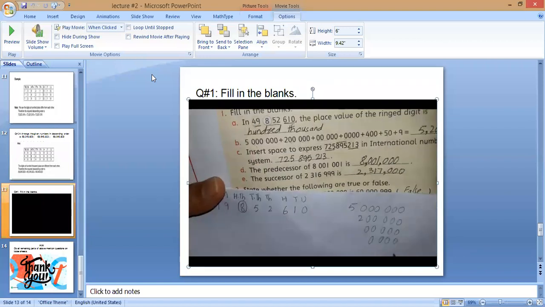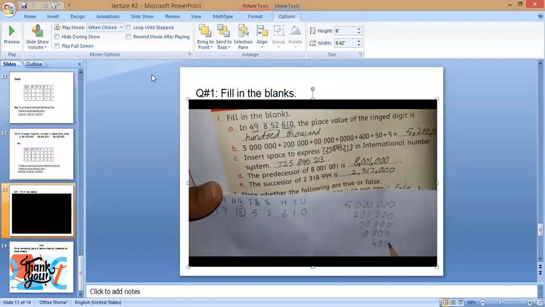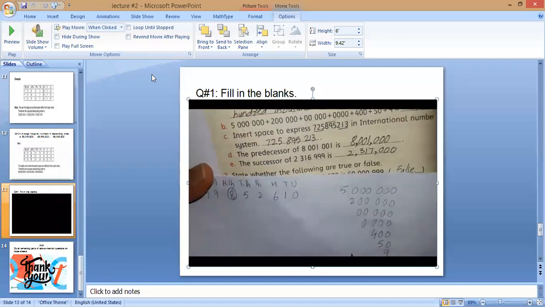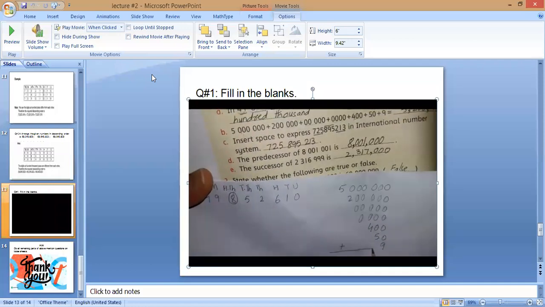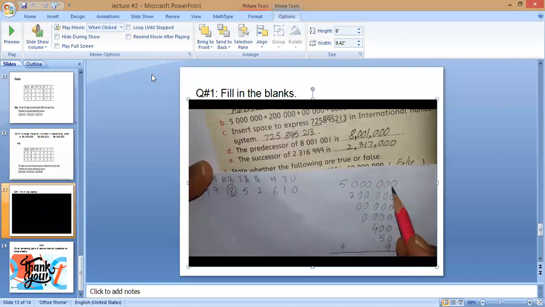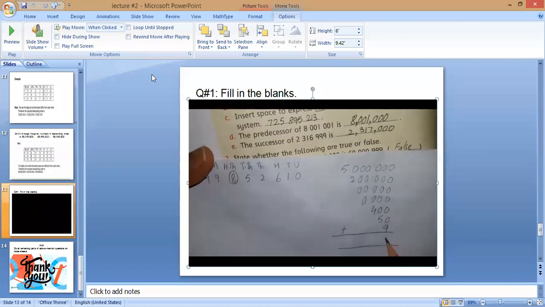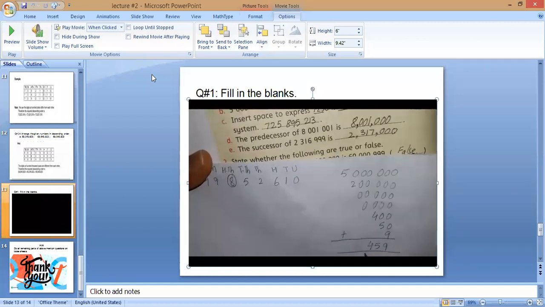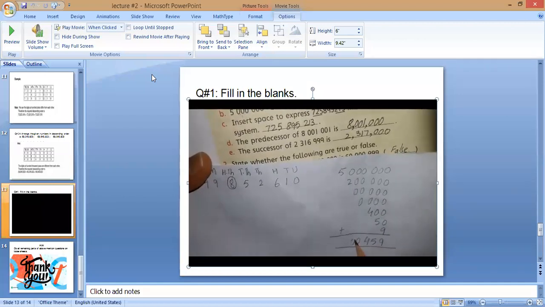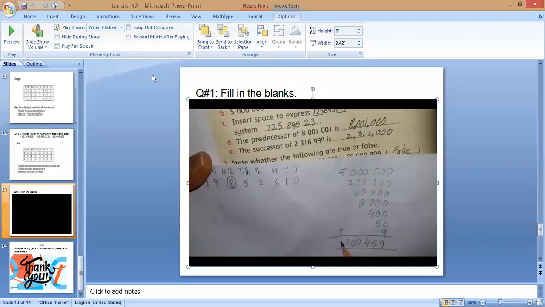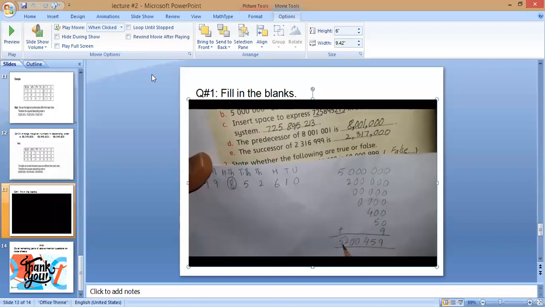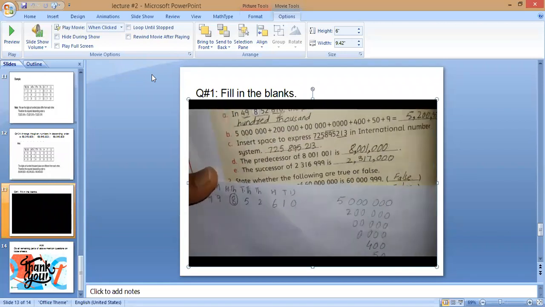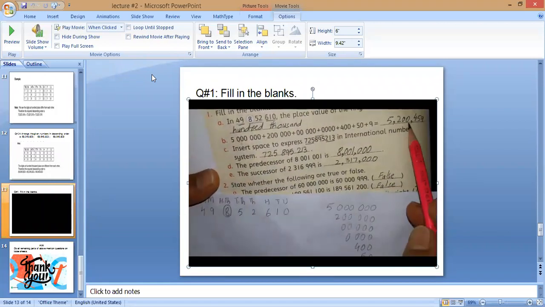The next one is... after that you will add all these numbers. Then you go to your original answer. Leave the space. And you can put a comma. Yes, this is your answer.